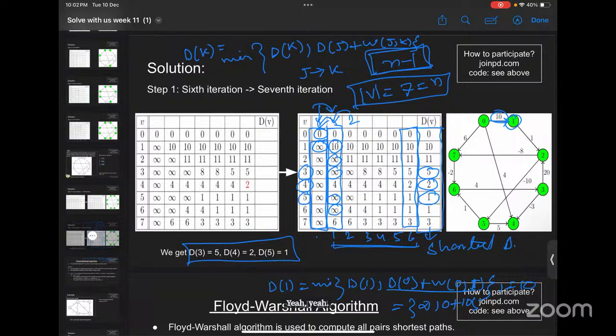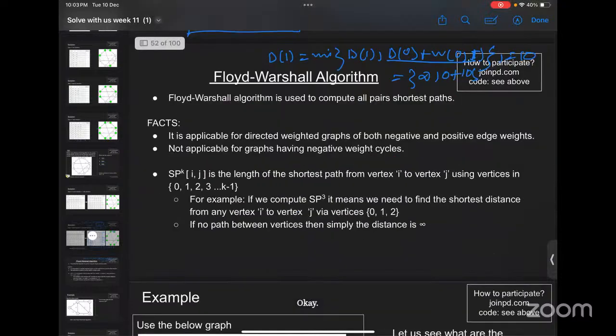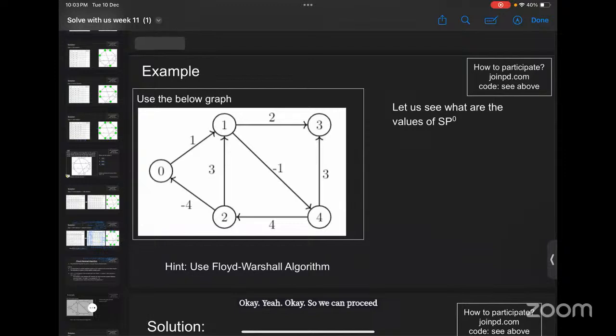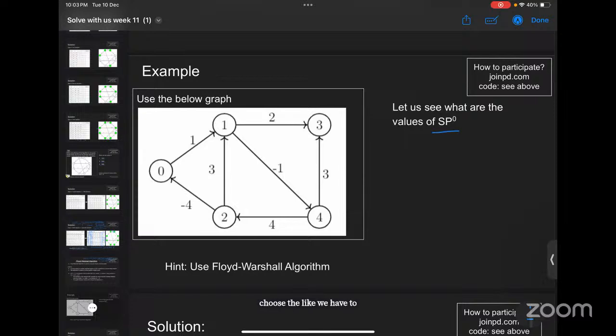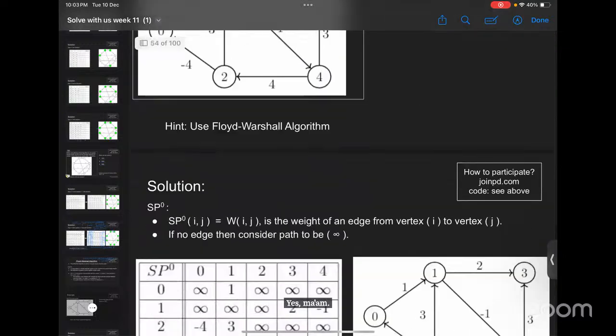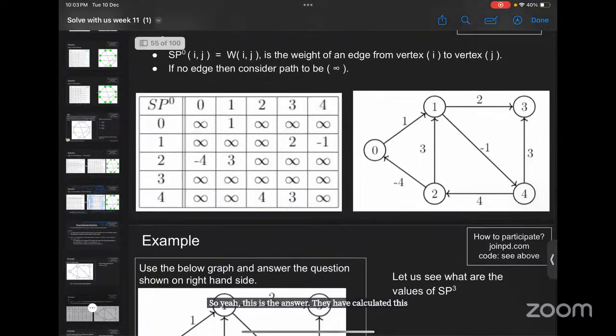Any other? Anything else? No. Okay. Proceed. So we can proceed. And in this example, again, you have the graph given and you have to calculate SP0, and we know that SP0 is the weight graph, right? So we have to put the weight, and if there is no direct edge, then we have to use infinity at that place, right? So do I need to do that, or can you calculate it on your own? I guess you can do it. Yes, ma'am. Okay. So this is the answer. They have calculated this. So you can also calculate it on your own.